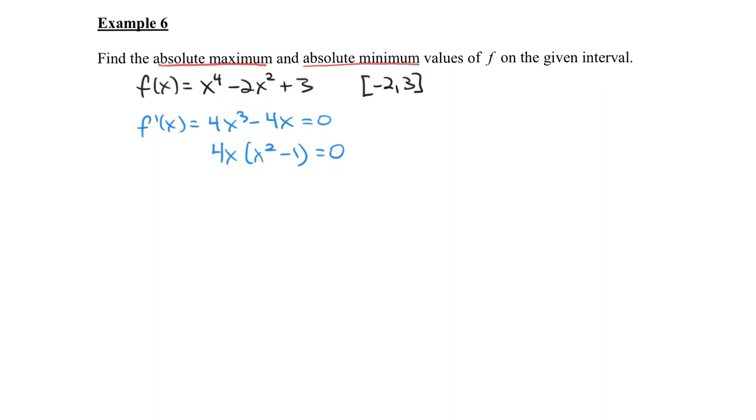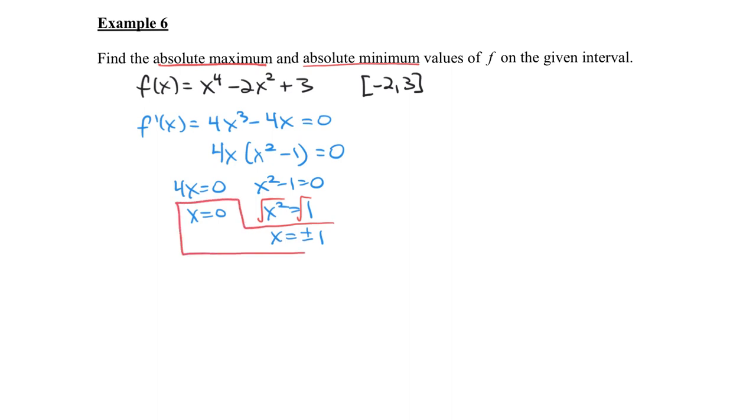So you could say, all right, either 4x equals 0 or x squared minus 1 equals 0. If 4x equals 0, that means x equals 0. That's a critical number. And x squared minus 1 equals 0 means x squared equals 1. Now, when you take the square root of a square, remember, we're going to get two answers here. So we get x equals plus or minus 1. So these are the critical numbers right here.